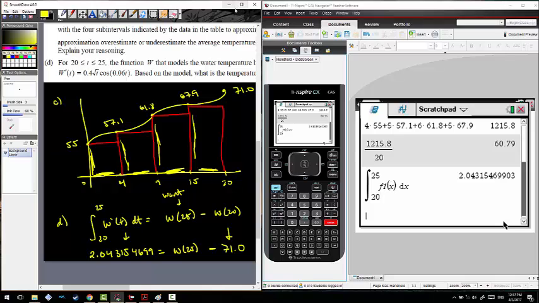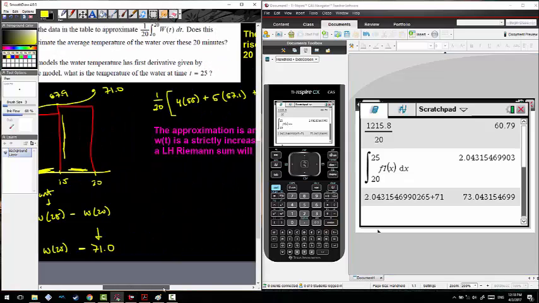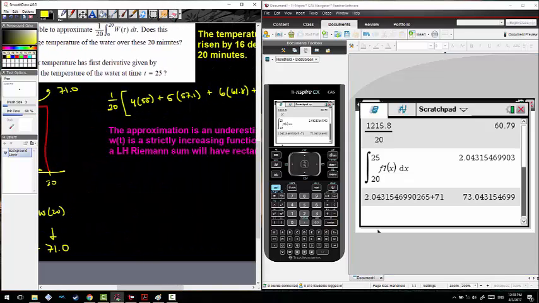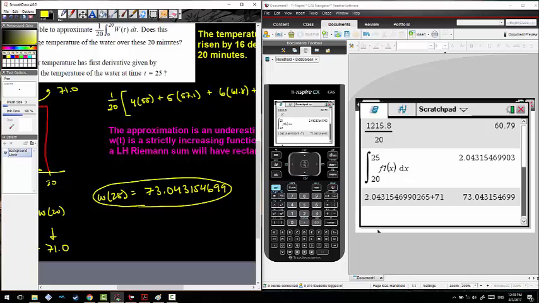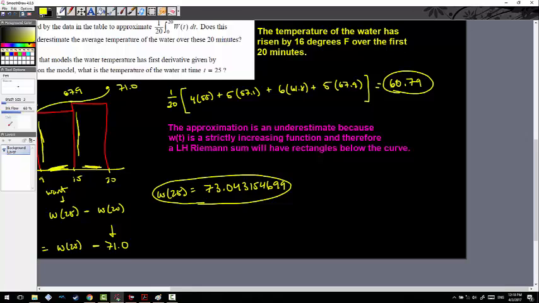Now, from here, it's just a bunch of algebra 1. I'm just going to add 71 to that number. I take my answer, add 71 to it, and I get 73.03, blah, blah, blah. So I'm going to kick that over here. I know that W of 25 is equal to 73.043154699. And there we go. That's part D. Pretty straightforward FRQ, I believe. Yeah, we'll see you in the next one. Hopefully you got this one.